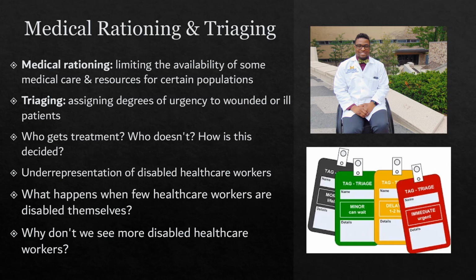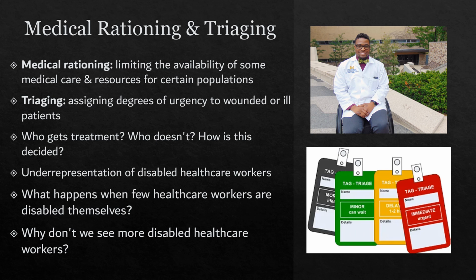During any kind of emergency healthcare situation, such as a pandemic or an epidemic, we might see these practices called medical rationing and triaging. Medical rationing is limiting the availability of some medical care and resources for certain populations. And this takes place because there is unfortunately not an unlimited store of resources of beds, respirators, medication, and so on at every hospital for every patient. And so with those limited resources, some rationing can become necessary in certain situations where there are so many patients who need treatment, but there are limited resources. And so healthcare professionals have to make a determination about who gets those resources. And that decision can be made through the process of triaging.